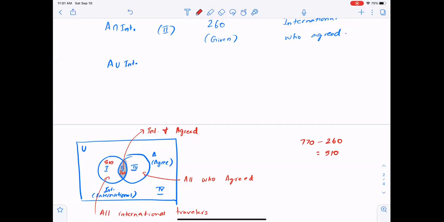Now, off to the other side. We have the information that 440 people agreed with the statement. Well, if the total number of people who agreed is 440, and I already accounted for 260 who are international and agreed, I have to subtract 260 from 440. That would result in 180.